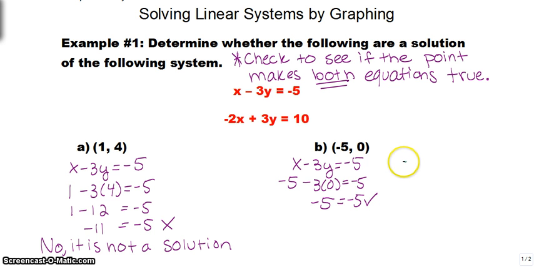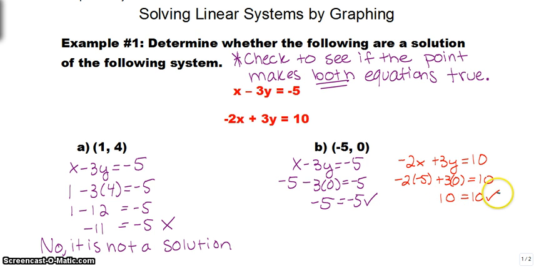Now we need to check the other one. So that one is negative 2x plus 3y equals 10. If I plug in negative 5 for x and 0 for y, again 3 times 0 is 0. Negative 2 times negative 5 is positive 10. And that worked. So since it worked in both equations, we can say yes, it is a solution.